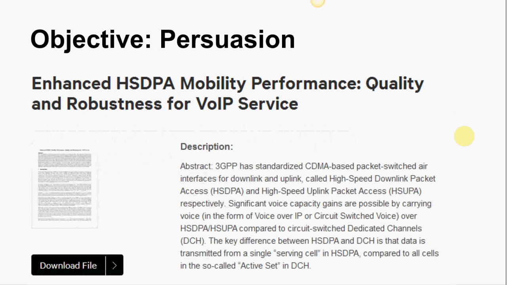In this white paper, you can see, first of all, it has a long title. Long, specific, more technical titles are typical of a white paper because it wants to sound objective and impartial and trying to show you all sides of the issues. For example, enhanced HSDPA mobility performance, quality, and robustness for voice over IP service. The idea is that it's going to give you a particular solution based on this HSDPA mobility, and it's going to explain why it's important.